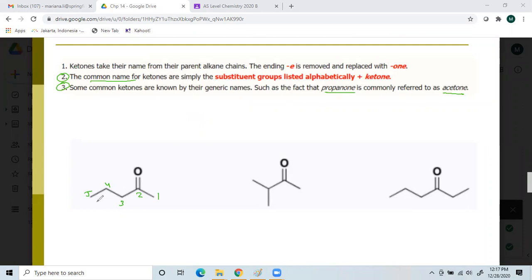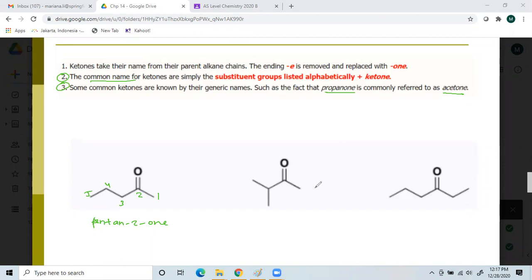Okay, so for this case, the name would be pentan-2-one. The position of the C=O double bond should be at the lowest number. So I'd like to give numbers from right compared to from left. Because if I number from the left, 1, 2, 3, 4, the C=O will have position number 4. So we will use numbering from the right side.